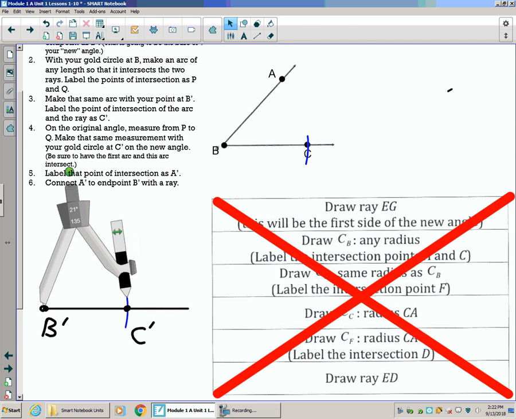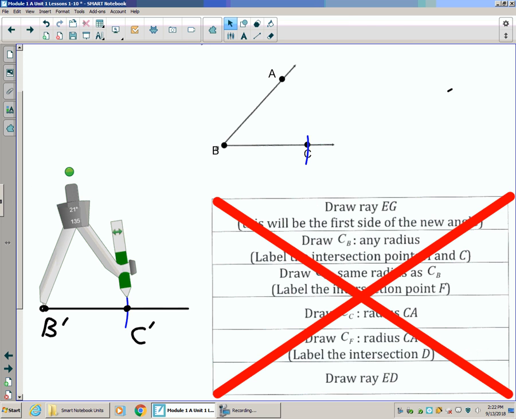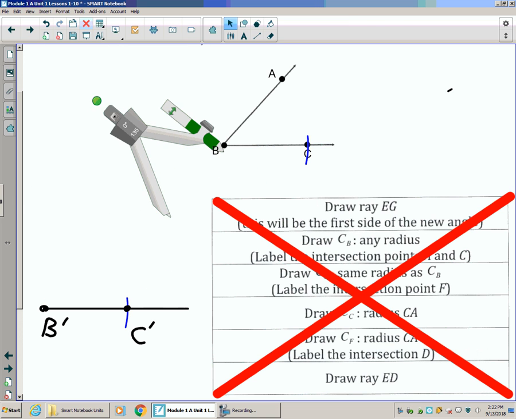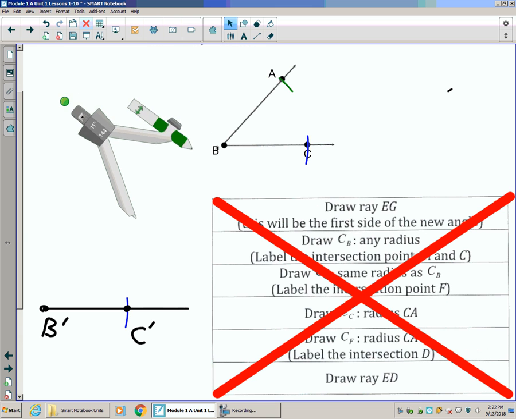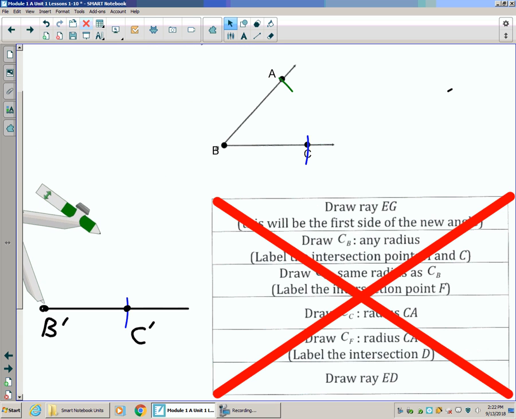Next step, I need to copy the distance between B and A. So I'm just going to move the notation out of the way here. So from B to A, I open my compass up, pencil on A, the compass on B, make a little arc. And the same thing down here, because this is a copy, it should look the same. Compass on B prime, make a little arc where A is going to go eventually.